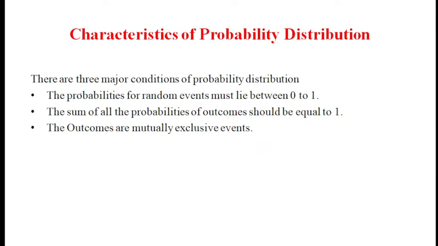Here we have three major conditions of probability distribution. What are they? The probabilities for random events must lie between 0 and 1. The possible outcomes must lie between 0 and 1. The sum of all probabilities of the outcomes should be equal to 1. The outcomes are mutually exclusive events. These are the major conditions, or the characteristics, of probability distribution.